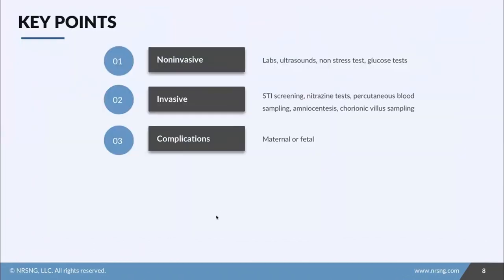Our key points to remember are going to be with our lab work, or our non-invasive tests. We have lab work to look at, ultrasounds, non-stress test, glucola. So look at those, which ones are non-invasive versus our invasive that are looking at STIs, nitrazine tests, the percutaneous blood sampling, amniocentesis, chorionic villus sampling. So refer to your outline for more detail on these. And then complications, huge. So what are the complications for mom and the fetus? And they're going to vary based on what the test is.